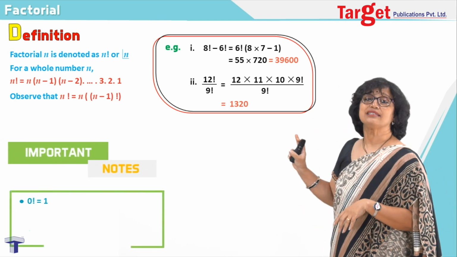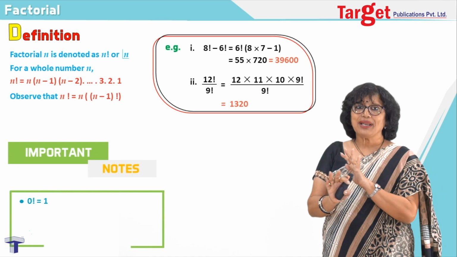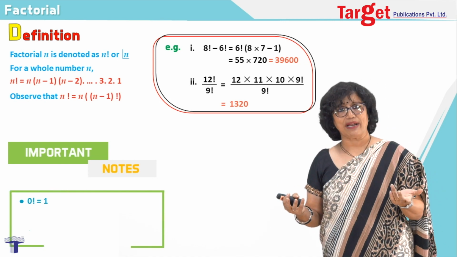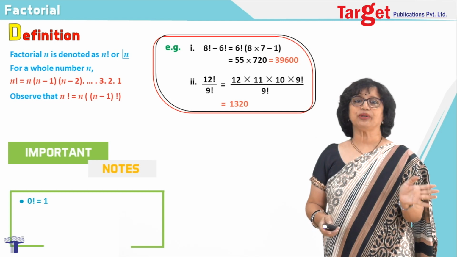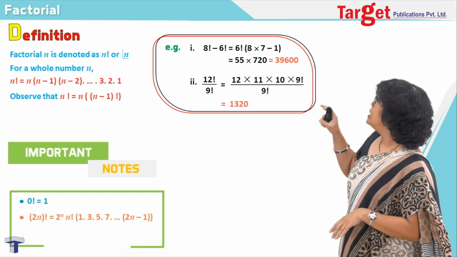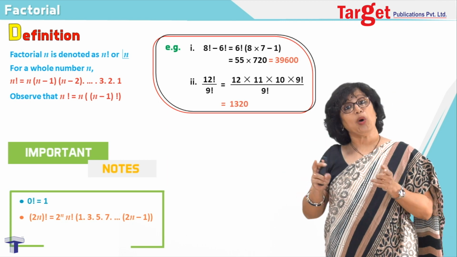Okay. Now, there are certain important things which you can remember. First of all, you will get somewhere 0 factorial. Now, I'm not getting into the proof of 0 factorial, why it is 1, but you must remember this as a result. 0 factorial is 1.